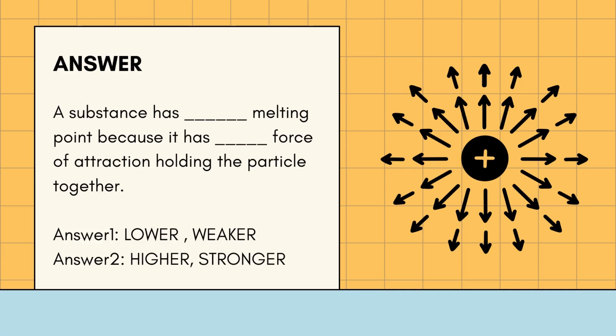If you answered a substance has lower melting point because it has weaker force of attraction holding the particles together, you are correct. Or a substance has higher melting point because it has stronger force of attraction holding the particles, even then you are correct. But make sure that lower comes with weaker and higher comes with stronger.